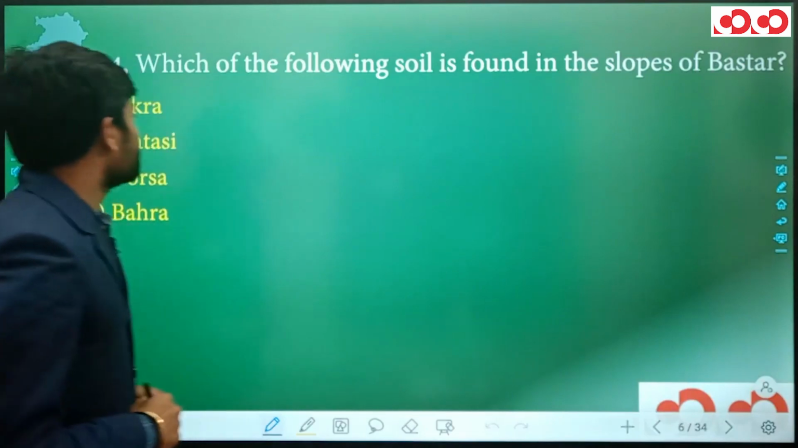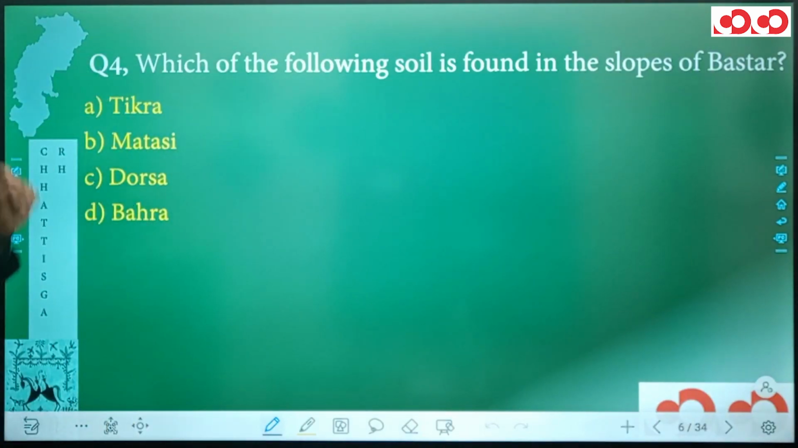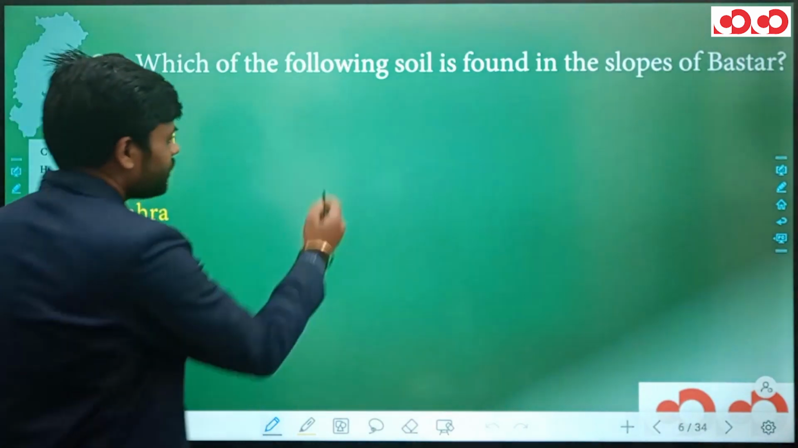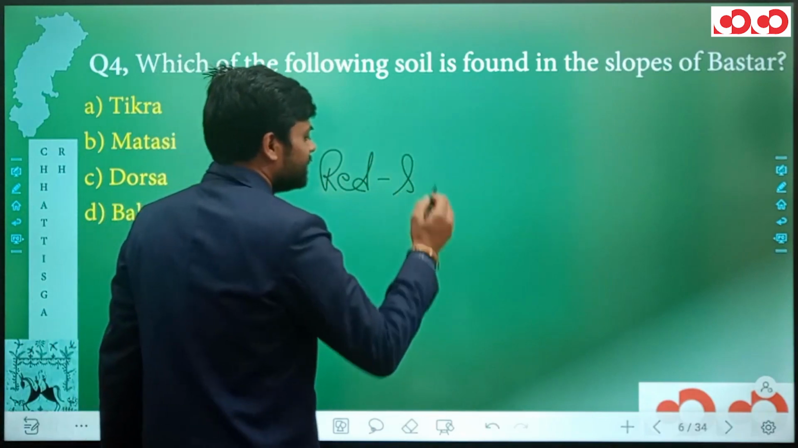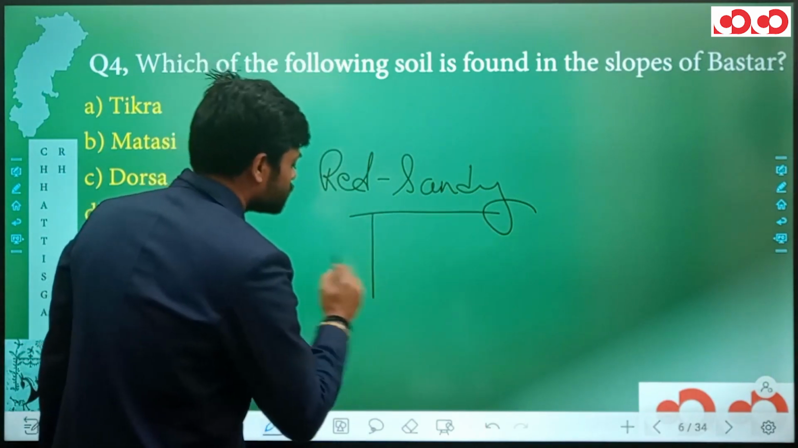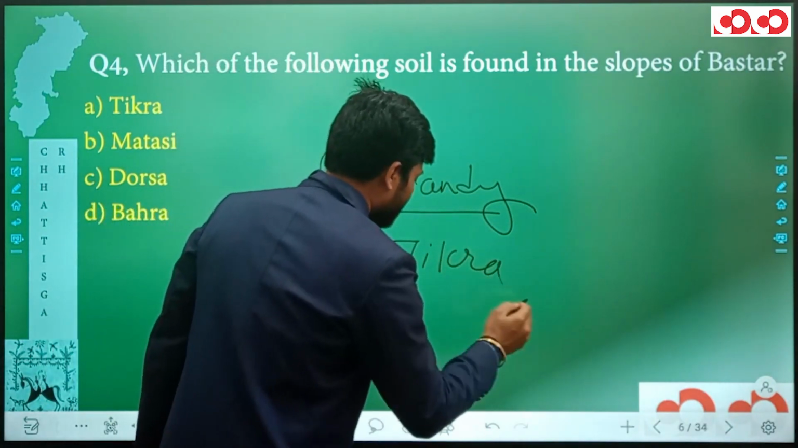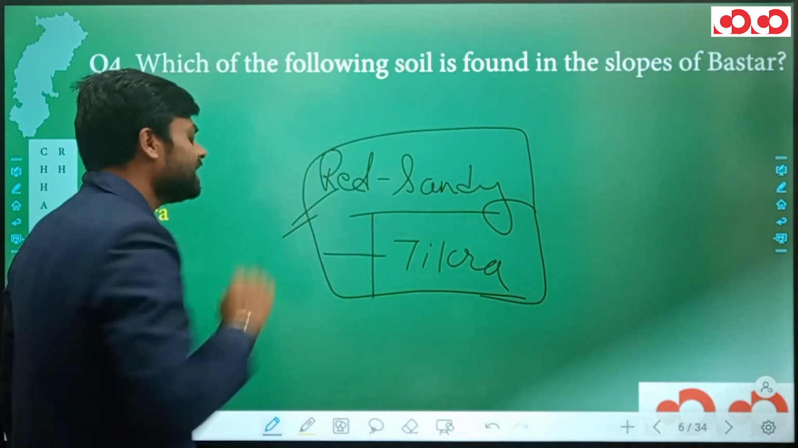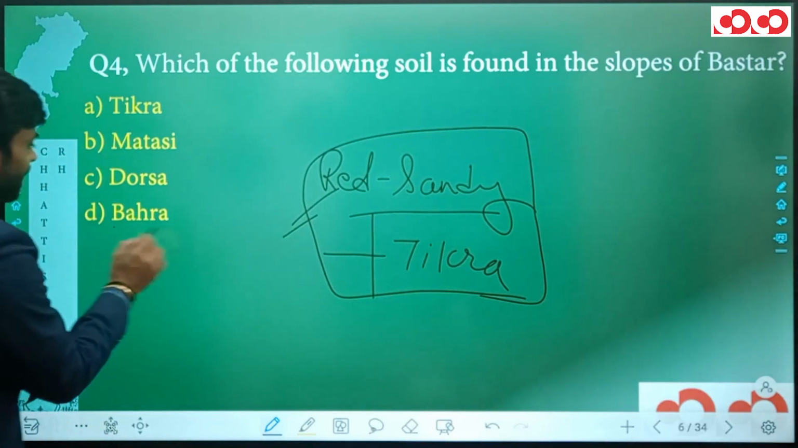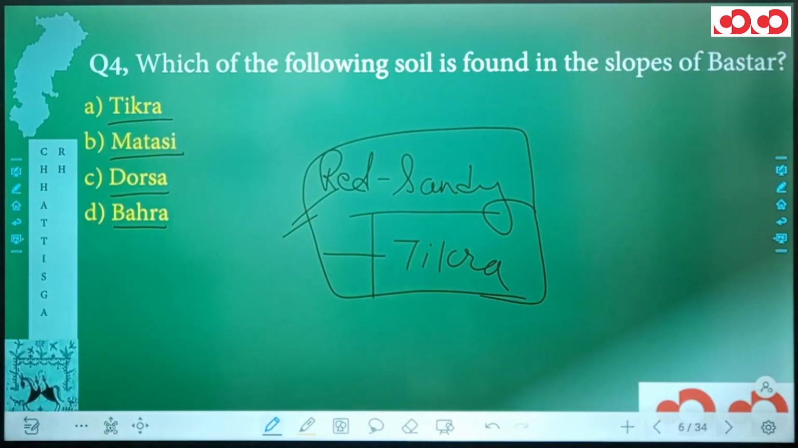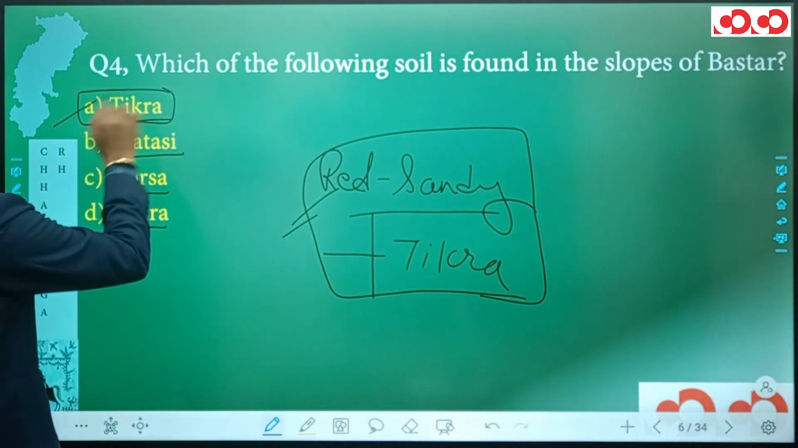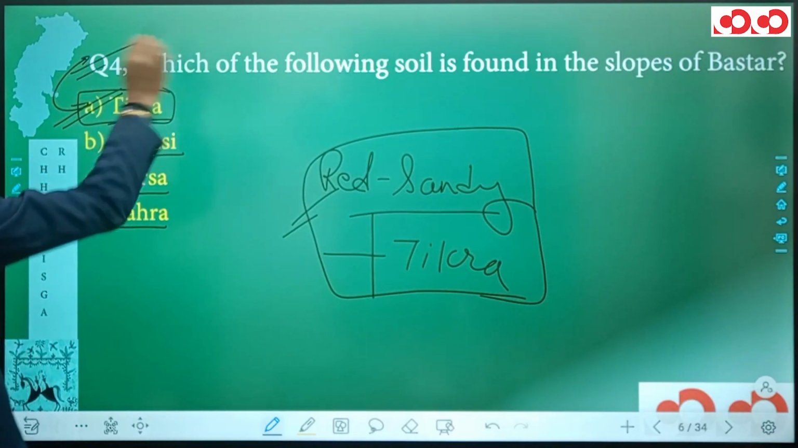Now let's move to our fourth question. Which of the following soil is found in the slopes of Bastar? So let me tell you, red sandy soil, which is also locally known as Tikra, is the soil actually found in the slopes of Bastar. Now let's see what are the options. We have Bahara, Dorsa, Matasi, and Tikra. Now this Tikra is mentioned in option A, and hence this option A is the correct option for our fourth question.